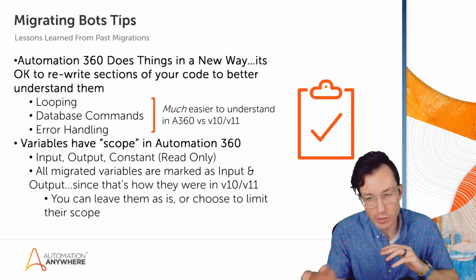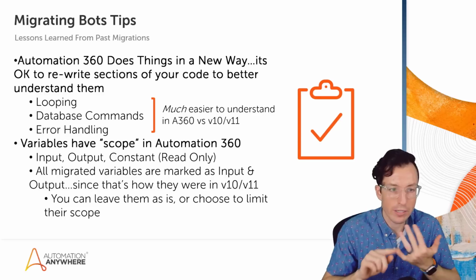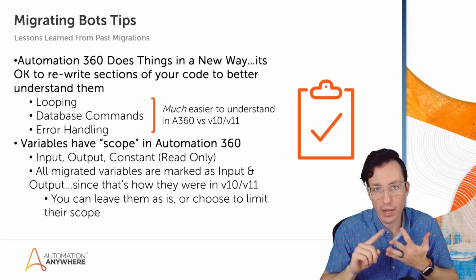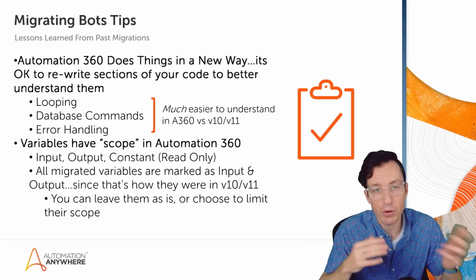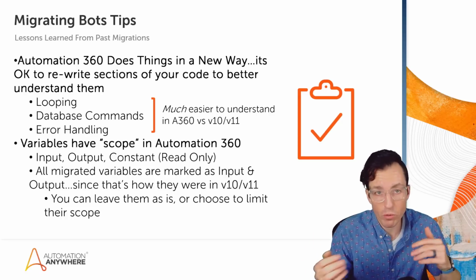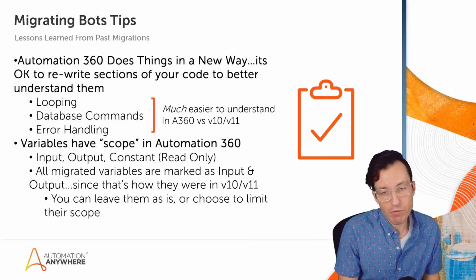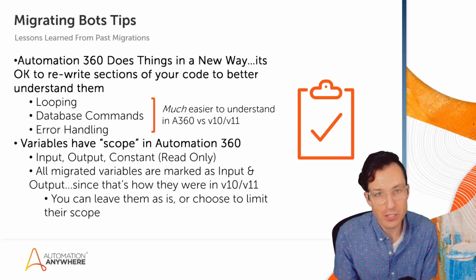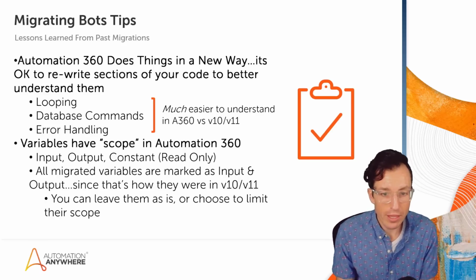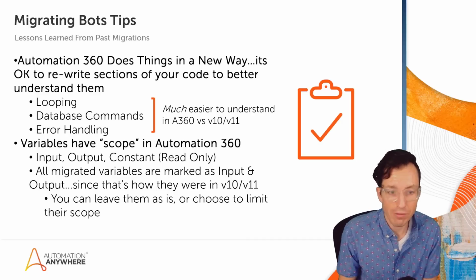In Automation 360, that's changed a little bit. Now, when I create a variable, it can be marked as an input, an output, a constant, or neither, right? So it doesn't have to necessarily be an input or an output. And it can be marked as more than one, right? It can be an input and an output. And when I'm converting my bots from version 11 to Automation 360 format, everything is marked as an input and an output because that's how they were in version 10 and version 11.